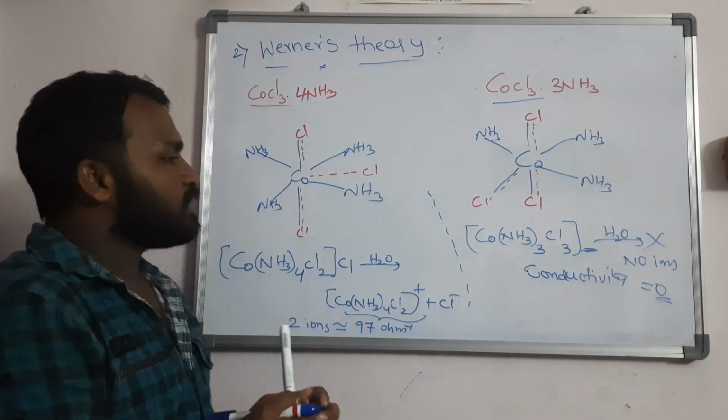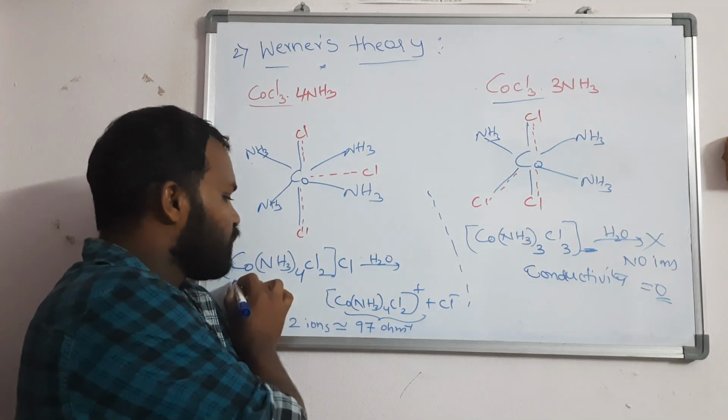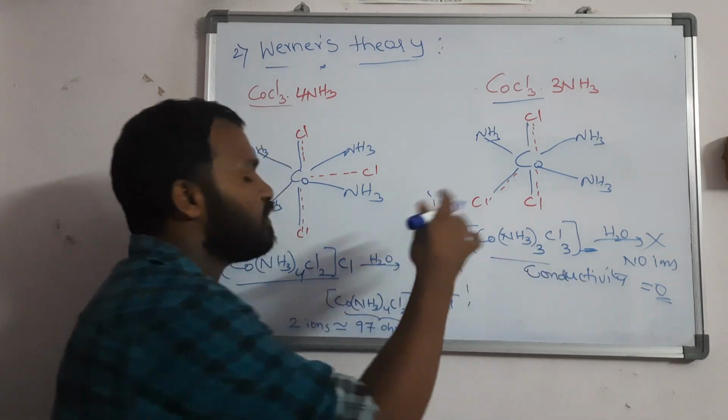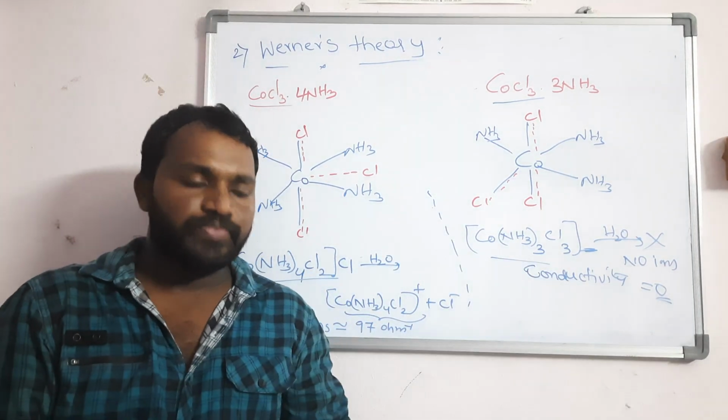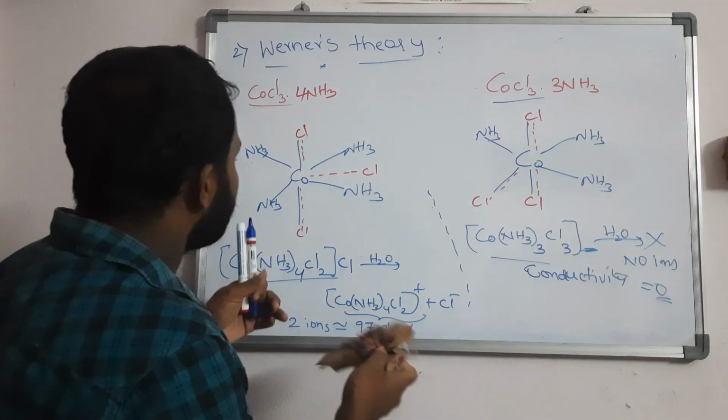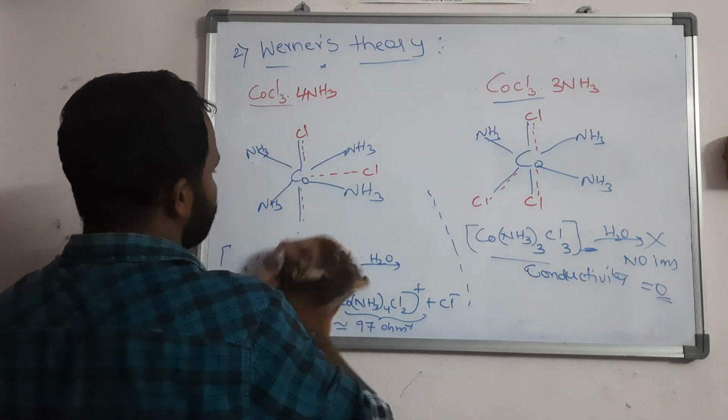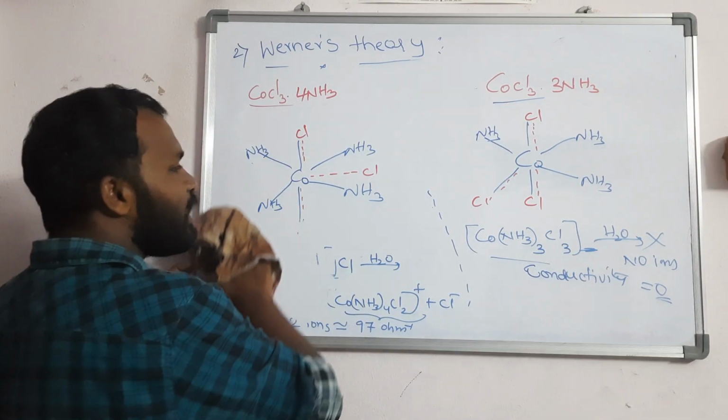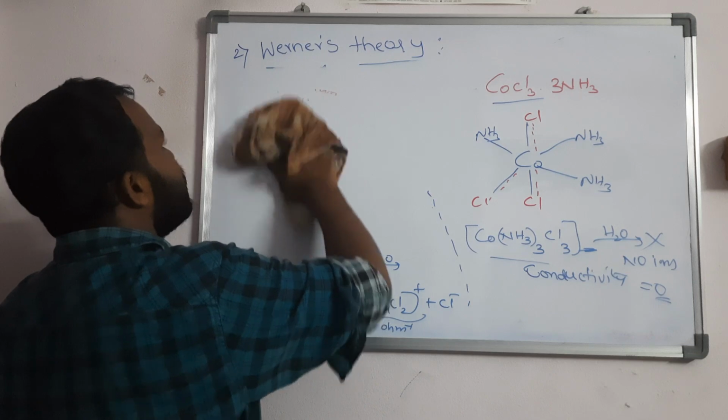Generally, from an examination point of view, they will ask like this: which one of the following has more conductivity nature? So what are the drawbacks of Werner theory?